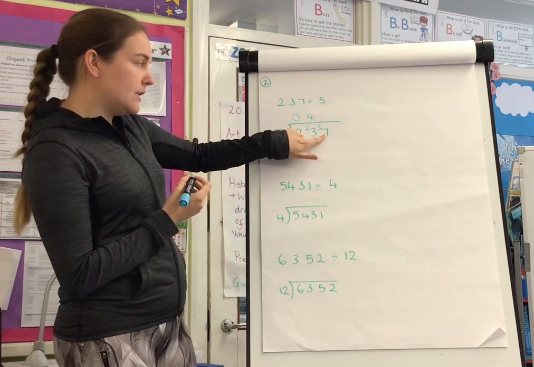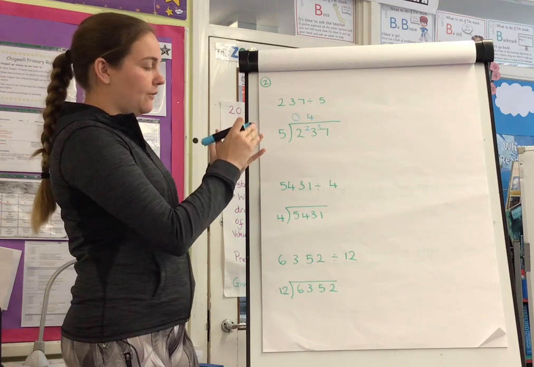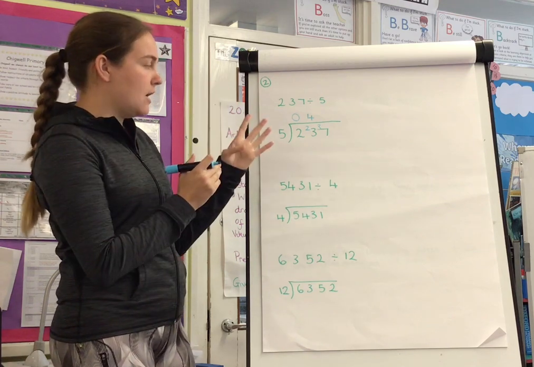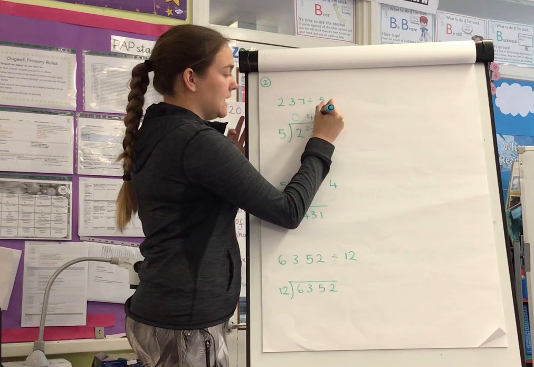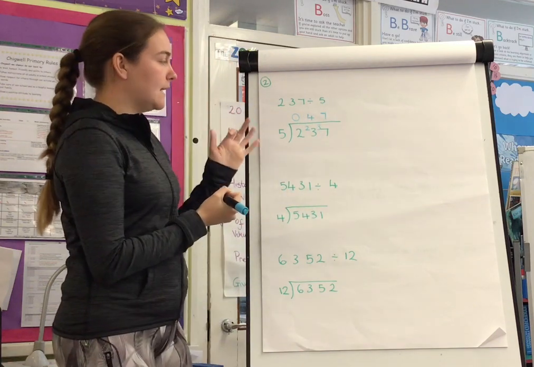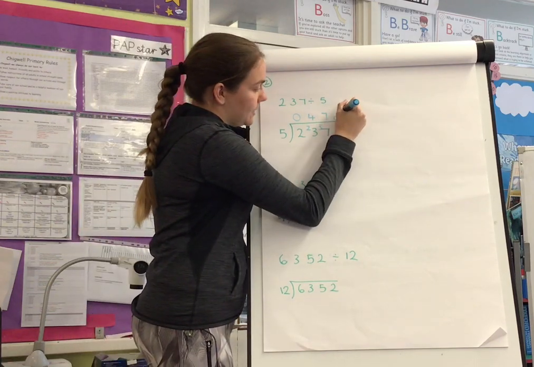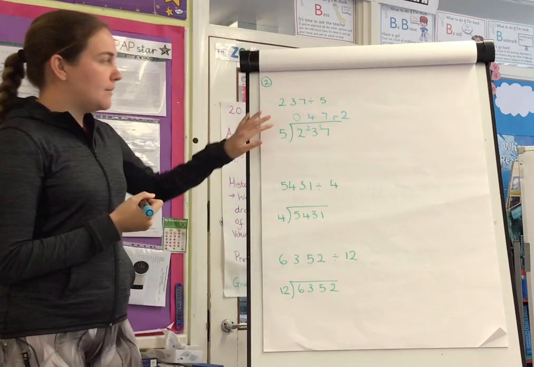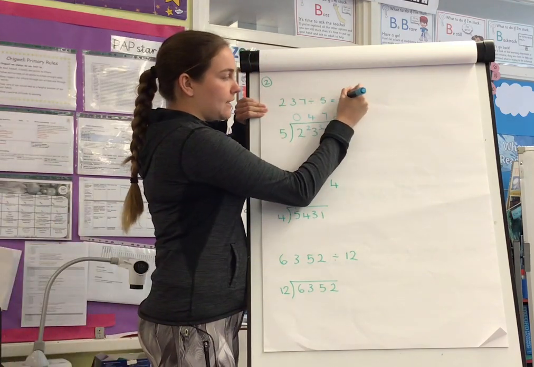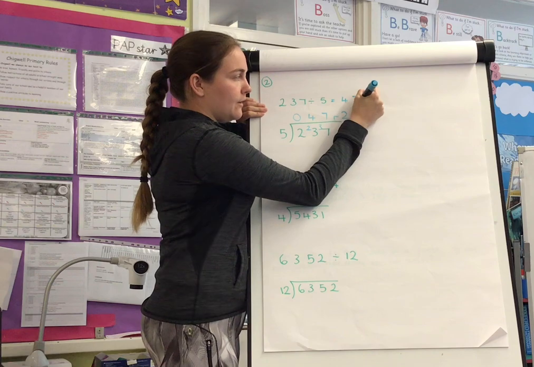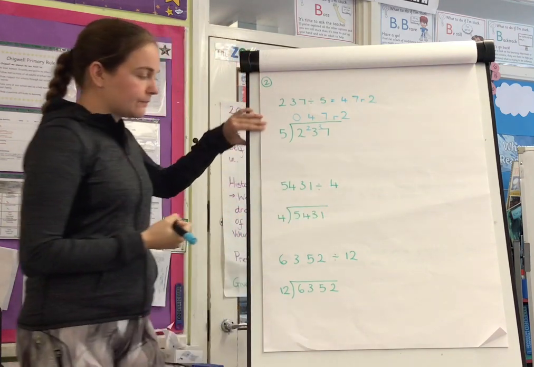How many 5s go into 37? So I've got 5, 10, 15, 20, 25, 30, 35. That's 7, because 40 is too big, 7 with 2 left over, which today I'm going to leave as the remainder. So my answer to 237 divided by 5 is 47, remainder 2.